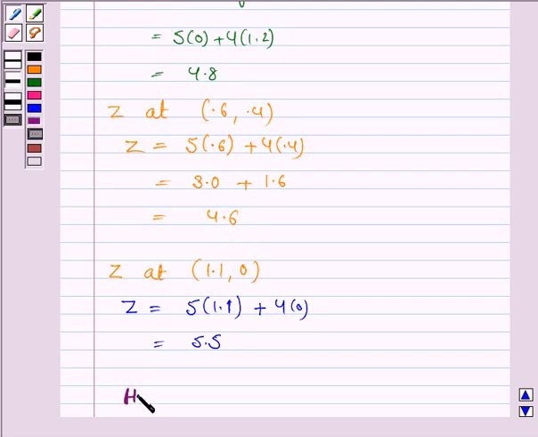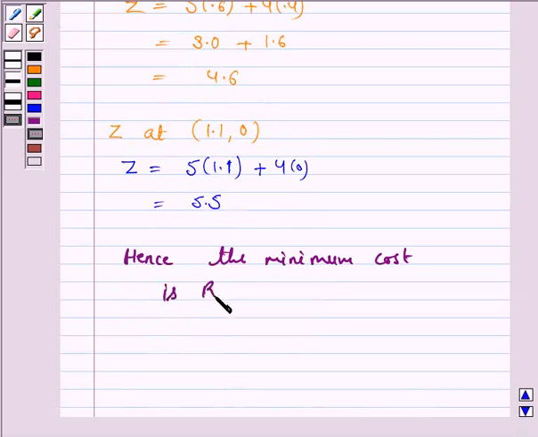Hence, the minimum cost is ₹4.60 when x is 0.6 kg and y is 0.4 kg. So the minimum cost is ₹4.60.